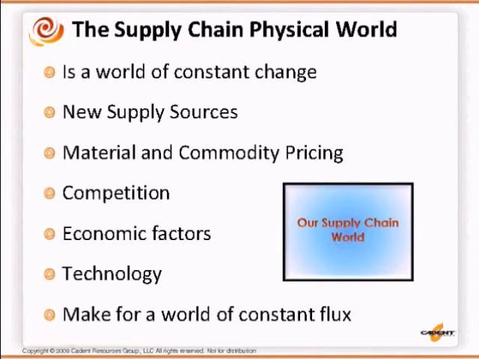So now we can change the world. What are we talking about here? Well, our supply chain world is always in constant change. We have new supply sources, we have new supply locations, we have material and commodity pricing changing all over the place. If we remember a couple of years ago, gasoline prices spiked in the middle of the year for almost no reason and then went down an equal amount by the end of the year. There's new competition, there's new channels of trade that we have to deal with, there's economic factors of every kind, like the recession we just had. There's innovations and changes in technology. ERP systems are constantly evolving. And this makes for a world of constant flux.